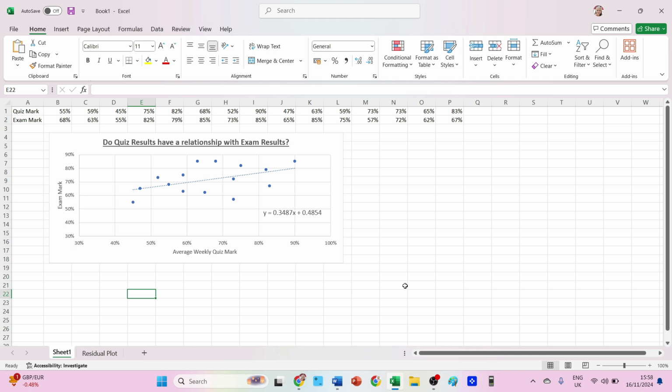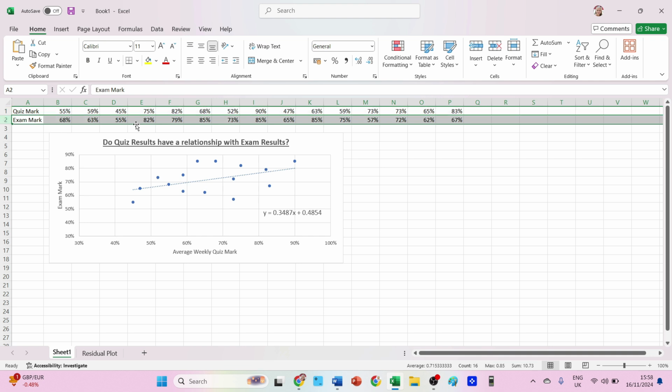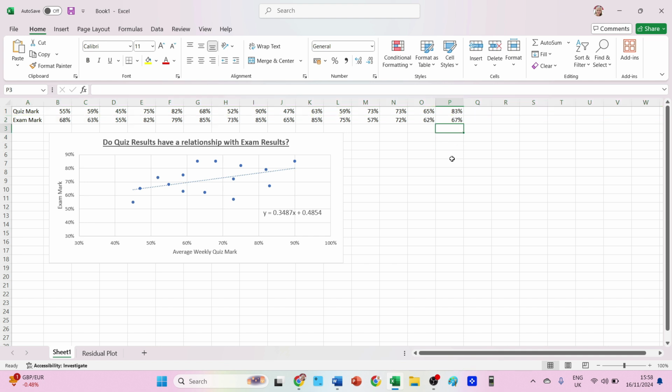All right, let's get straight into it. I'm going to be talking about residual plots, but to do that, I've created a data set. In all of my maths classes, I do a weekly quiz, and I've taken the average of my class's quiz marks across several weeks, and these are the results here in this front row of how students have performed on their quizzes. Then I get them to sit their actual exam at the end of the term, and these are their exam results. And I want to see if there's a relationship between quiz results and exam results.